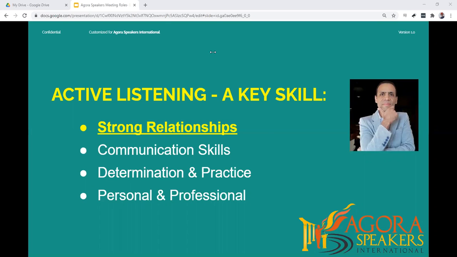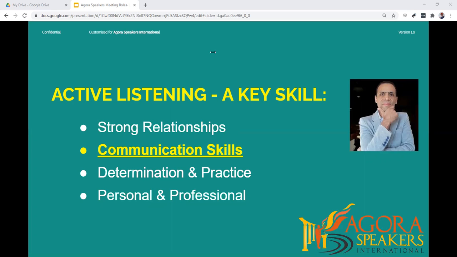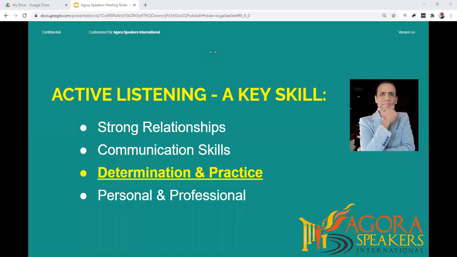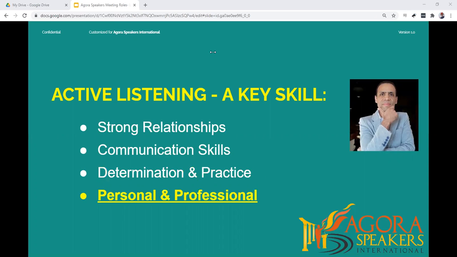Active listening is an important skill. When we improve our listening skills, it helps us to build strong relationships with others, and it helps us to improve our communication skills. Becoming an excellent listener takes determination and practice, and it makes us effective in our personal and professional life.